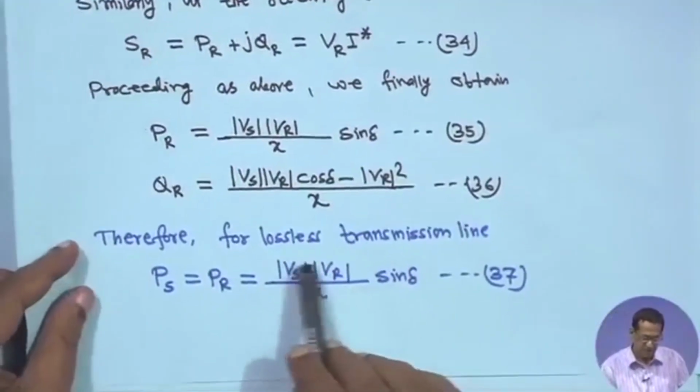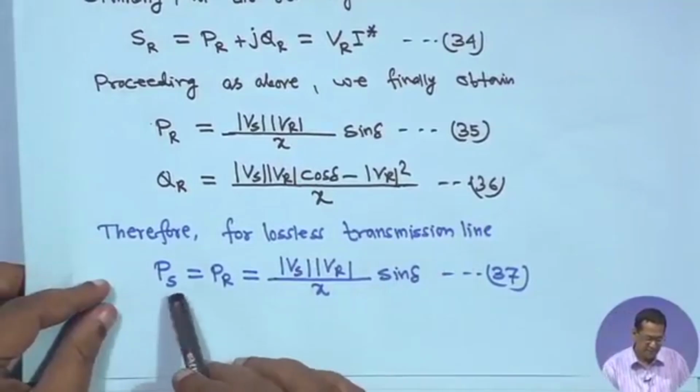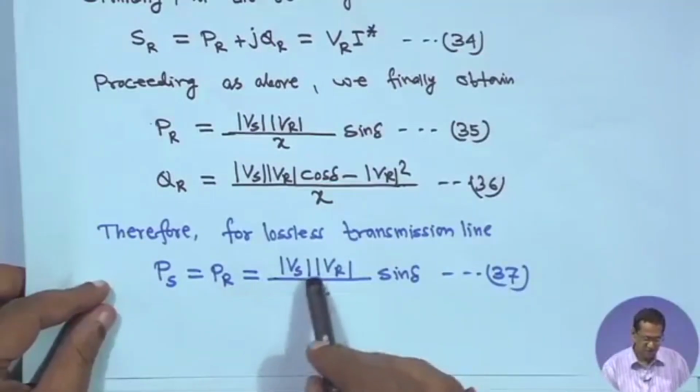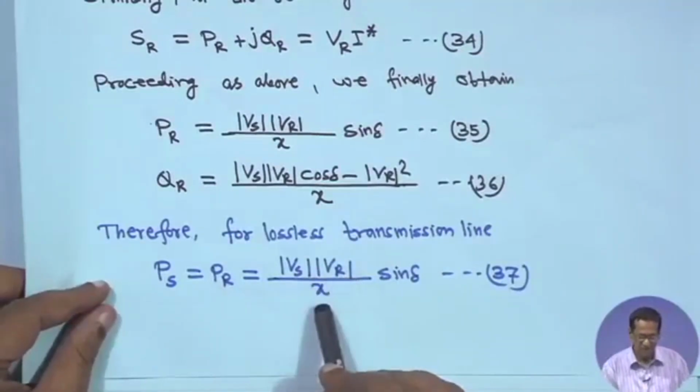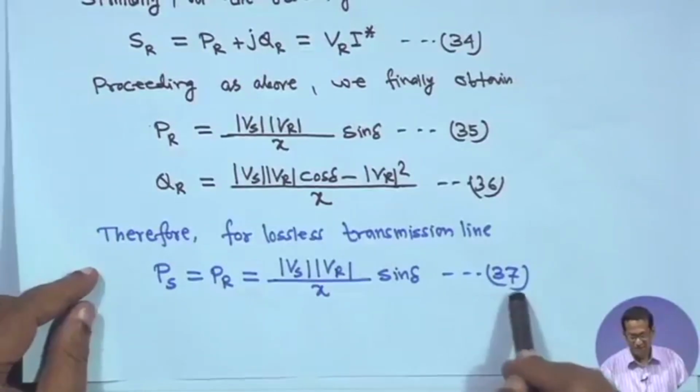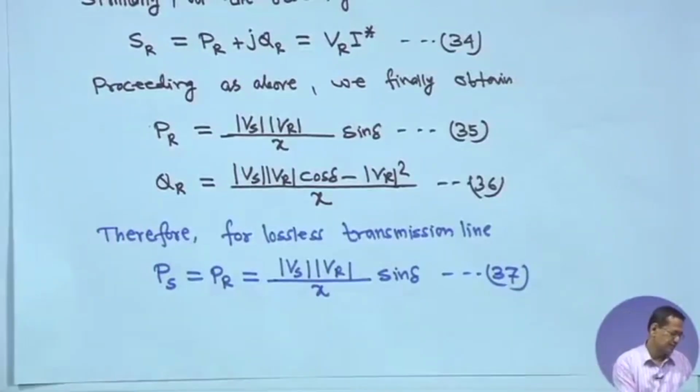So, therefore, for a lossless transmission line P s is equal to P r is equal to magnitude V s magnitude V r upon x sin delta. This is equation 37.